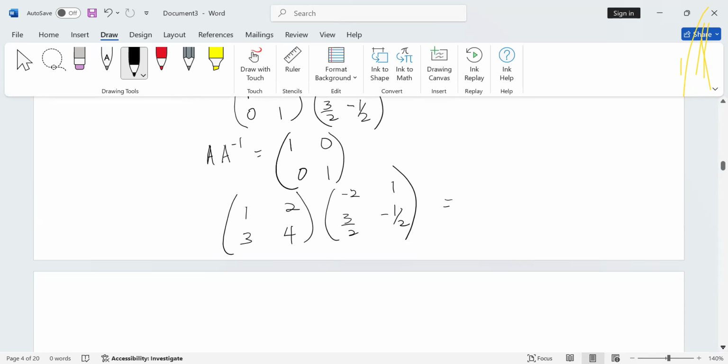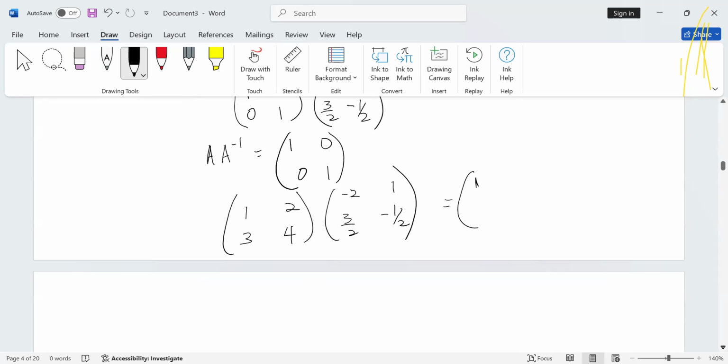1 times minus 2 is minus 2. 2 times 3 over 2 is 3. So minus 2 plus 3 is just 1. 1 times 1 is 1. Minus 2 times 1 times 1 is 1. Plus 2 times this. 1 times 1 is 1 plus 2 times that. 2 times this will give you minus 1.